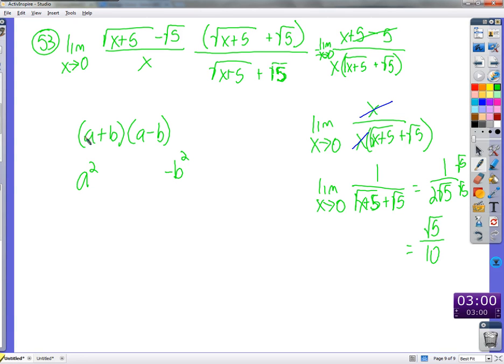Okay. In the middle, what we're going to get is A times negative B, so that's negative AB, and A times positive B, positive AB. Those two cancel out. Right? So that happens every time you multiply conjugates together. You get the first thing squared, minus the second thing squared. So first thing squared is x plus 5, second thing squared is 5, x plus 5 minus 5.